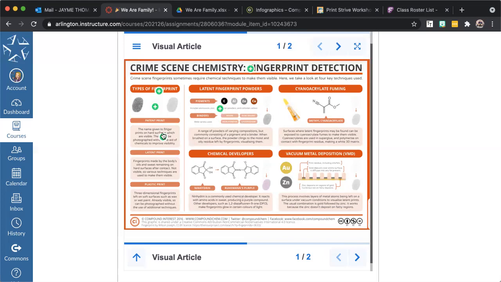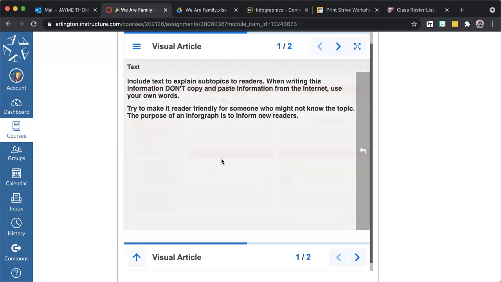Okay. And then you want to have text. So text to explain your subtopics. Do not copy and paste stuff from the internet. You can do research, but you should be able to translate it into your own words. And you want to try to make it reader friendly. So pretend you're making this for your English teacher who knows nothing about organic chemistry, or pretend you're going to present it to your parent or your sibling who knows nothing about organic chemistry. So take the information you have and translate it so it's a little bit more reader friendly.